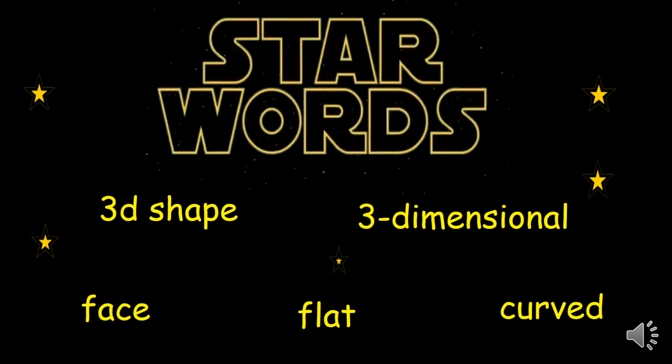Our first star word is 3D shape. Now 3D shapes is the topic that we're learning about this week. We also have the word three-dimensional. We found out about this word yesterday and we're going to revisit this word soon. We also have the word face. Now I don't mean face like the face on your face, but face is a type of property on a 3D shape. We're going to find out what this means later on. And we have the words flat and curved, which are going to be used to describe faces on 3D shapes.